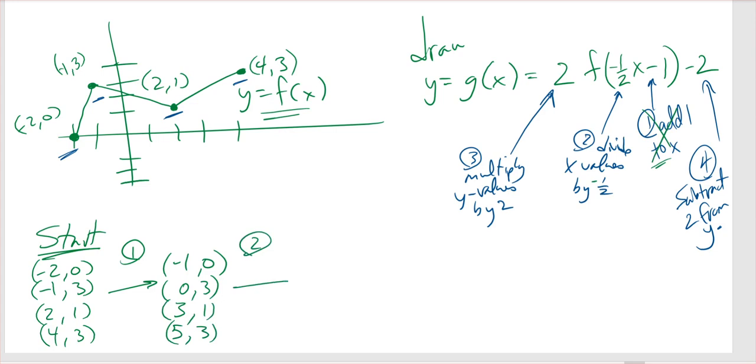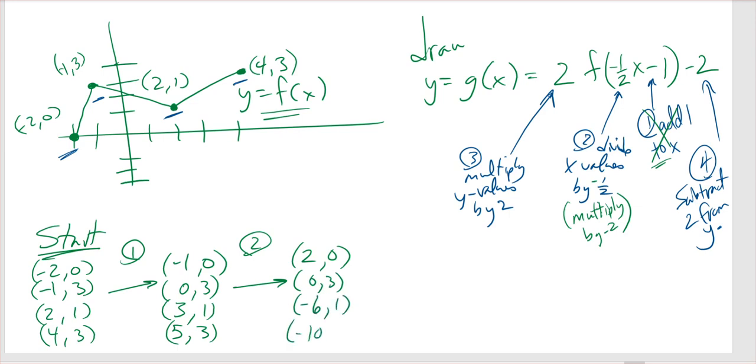Step 2, we're going to divide all of the x values by -1/2. So dividing by 1/2, we can also say that multiply by -2, right? It's the same thing. Divide by -1/2, multiply by -2, it's the same thing. So we're going to multiply the x values by -2. So -1 times -2 is +2. 0 times anything is always 0. 3 times -2, that's -6. And then 5 times -2 is -10. Okay. Great. So we got that finished.